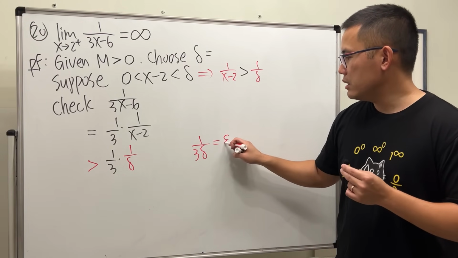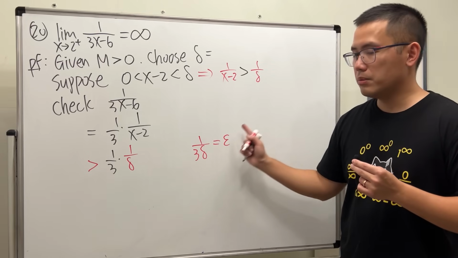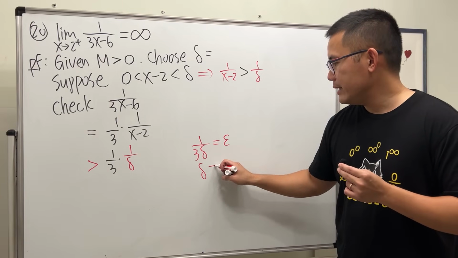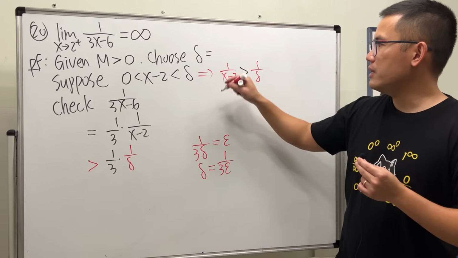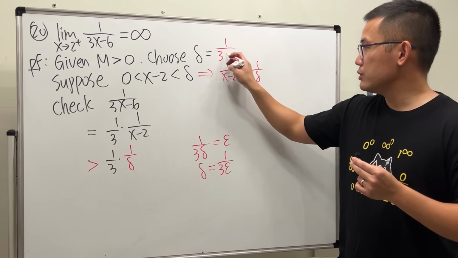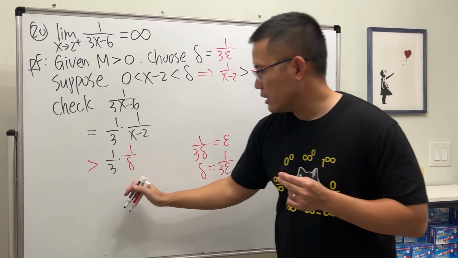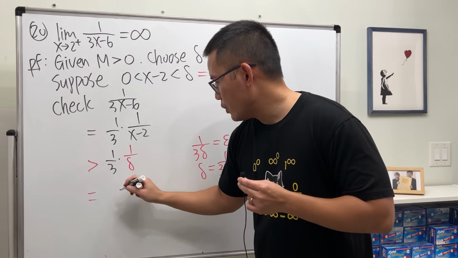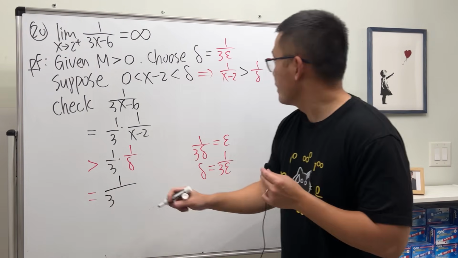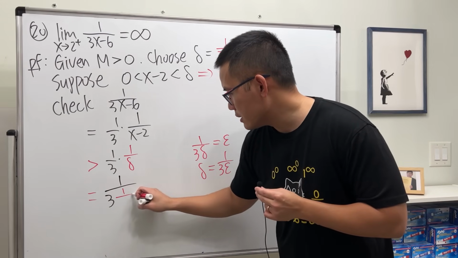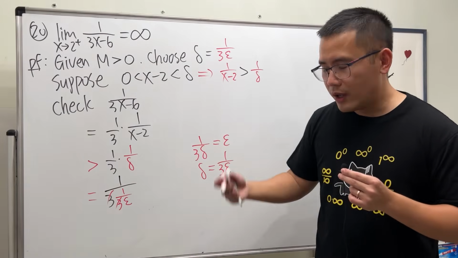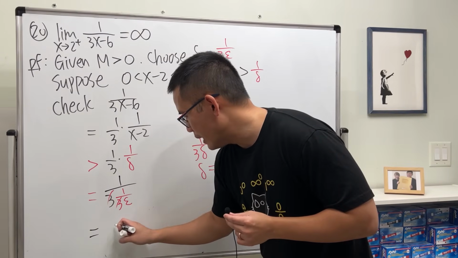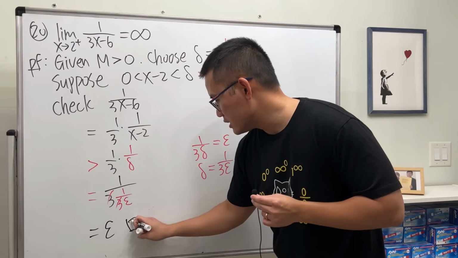Put it to be epsilon, divide, multiply. Delta equals 1 over 3 epsilon. Put it here, 1 over 3 epsilon. This is equal to 1 over 3, and then we have 1 over 3 epsilon. This does not cancel, and 1 over epsilon is equal to epsilon. Done.